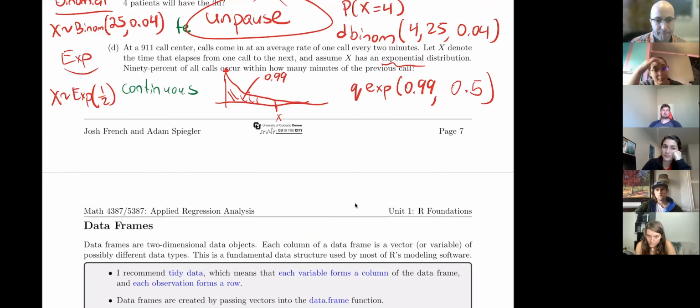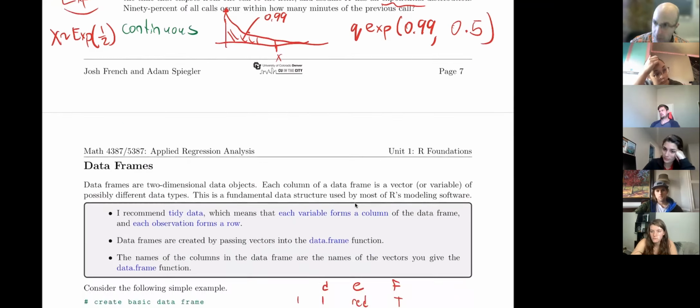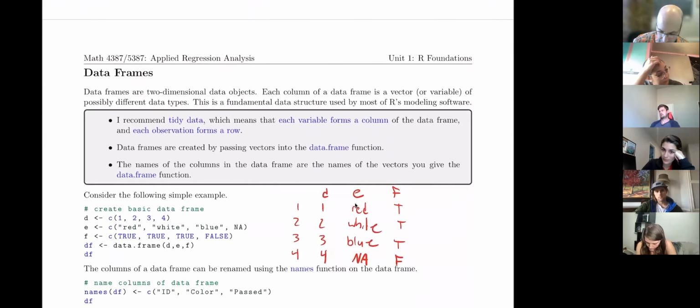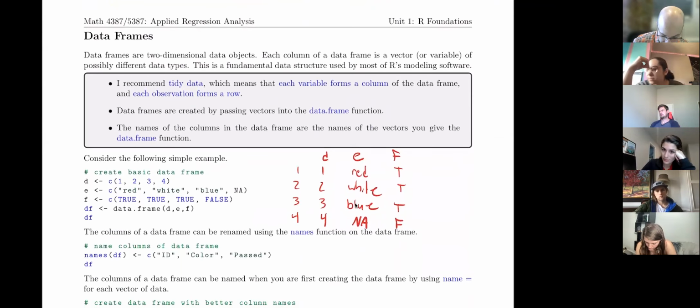Any questions about that? Okay, so we're just about hitting our time limit. We hit our time limit.